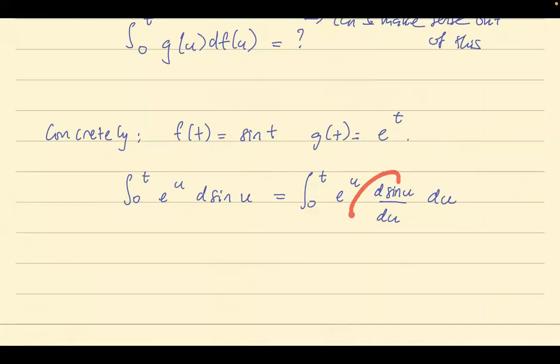But when I do this, what is this object? I claim you know it. What is it? What is this object? It's not mysterious. It's called cosine, because this is just the derivative of sine.